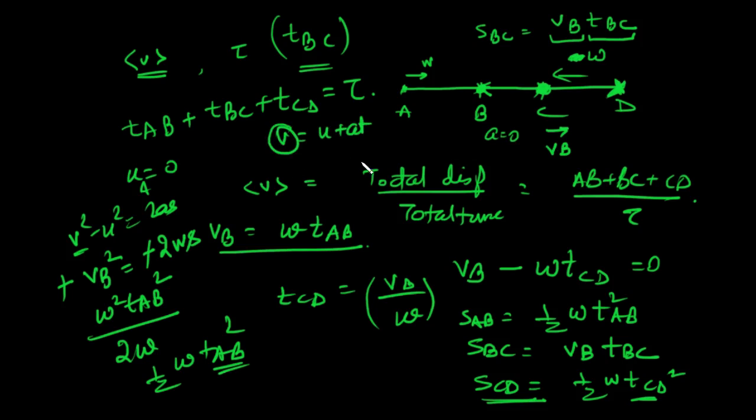Here V is 0. This is deceleration. So what is U? What was U? U was VB minus W times time taken from C to D. This would be 0.